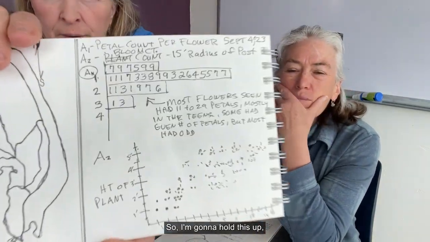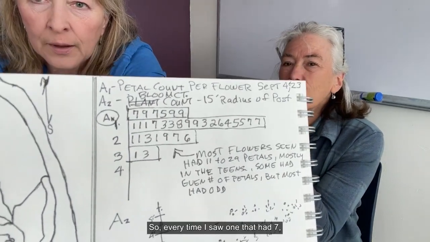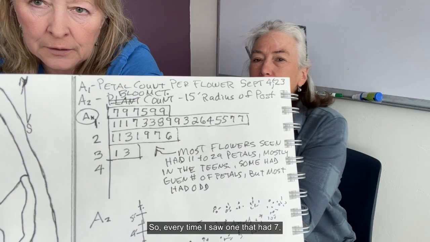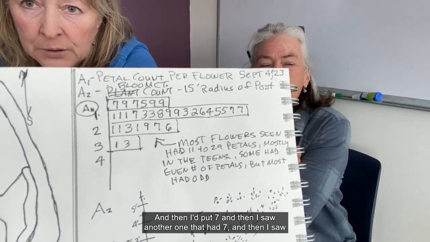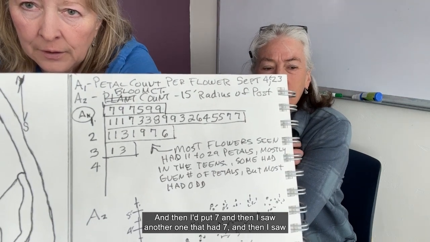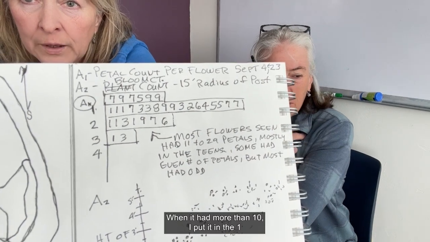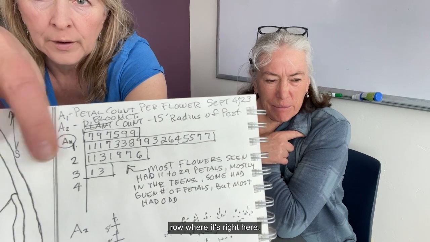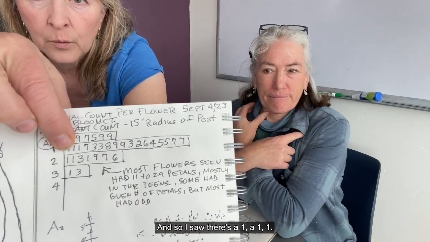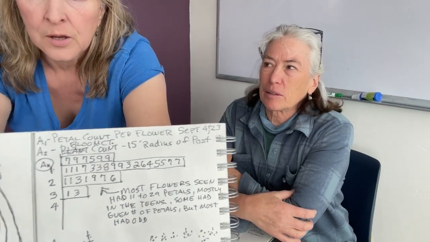I'm going to hold this up, and if you look, you can see, it might be a little bit reversed. Every time I saw one that had 7, I put it on the row for under 10. Then I saw another one that had 7, and another, and then one that had 5, and then one had 9. When it had more than 10, I put it in this row right here, so there's a 1, a 1, a 1, which means I saw 3 flowers that had 11 petals. So this is a way to capture all of this data in a little tiny chart.